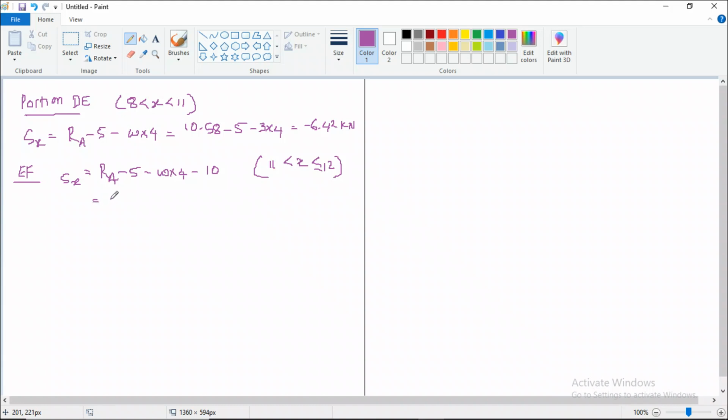So we know all the values, so this can be replaced by minus 6.42 minus 10, so you will get the value here as minus 16.42 kilonewton. So this is how you can calculate the shear forces in all the different parts of your beam. Now let us calculate the bending moments in all the different parts.